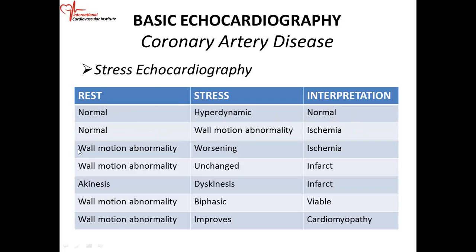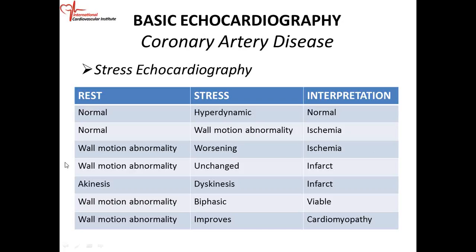You can also have another scenario where there is wall motion abnormality at rest. So there's an area that's, say, hypokinetic, and then when you exercise the patient, it becomes akinetic. So it wasn't thickening very well at rest, but now it's not thickening at all with stress. That's also ischemia. Okay? That's also due to blockage of blood flow.